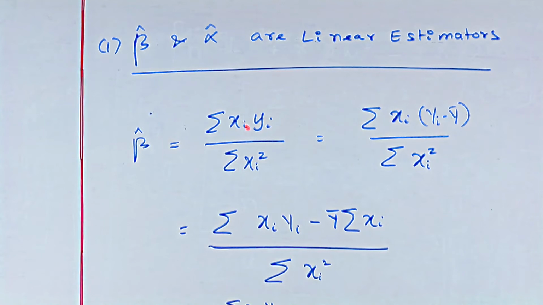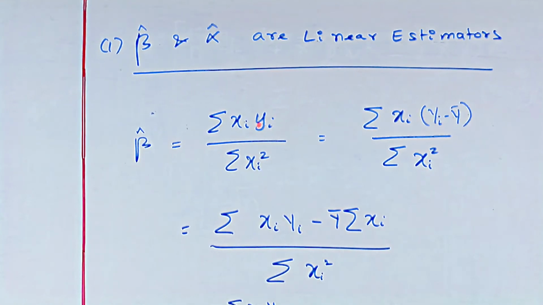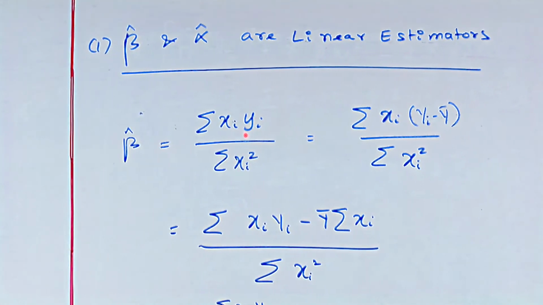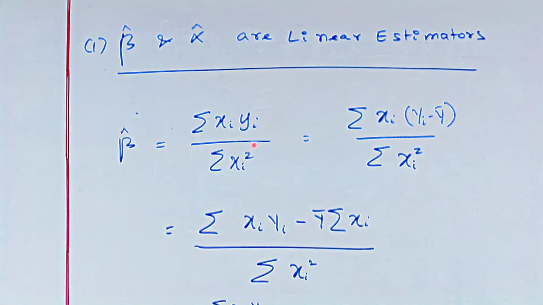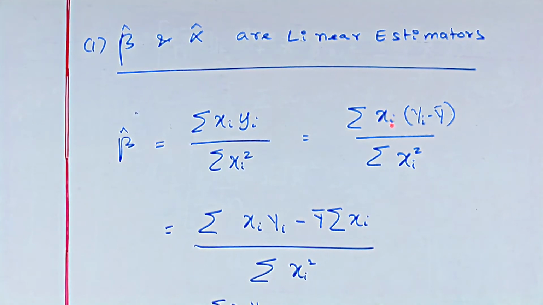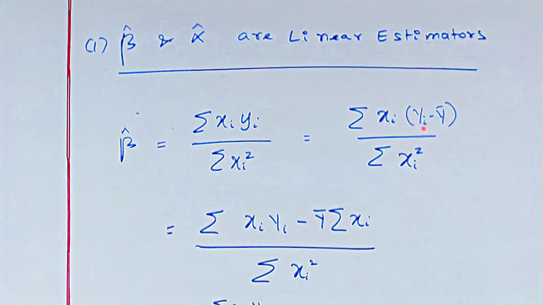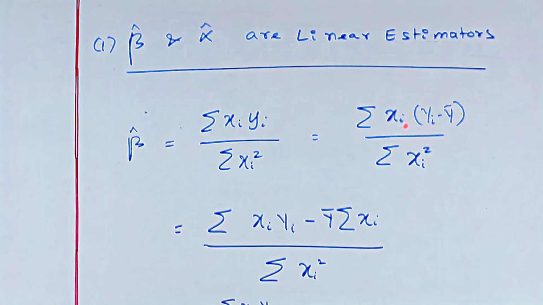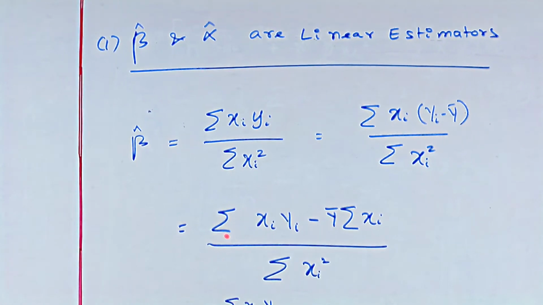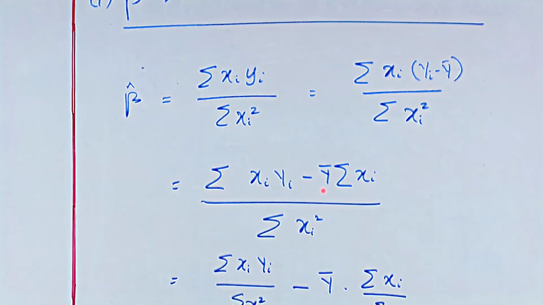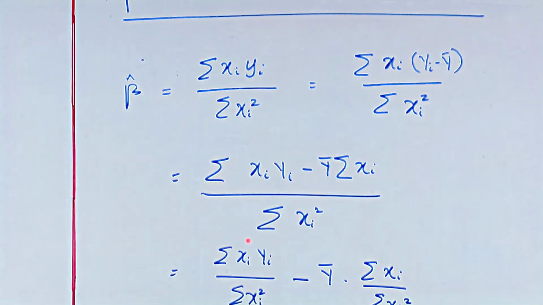Now this yi we may expand. We already know this small yi is the deviation value, and so we may put small yi as capital yi minus y bar. So this may be written as sigma xi into capital yi minus y bar divided by sigma xi square. So we may take this xi inside, and we get the expression sigma xi capital yi minus y bar into small xi divided by the denominator.